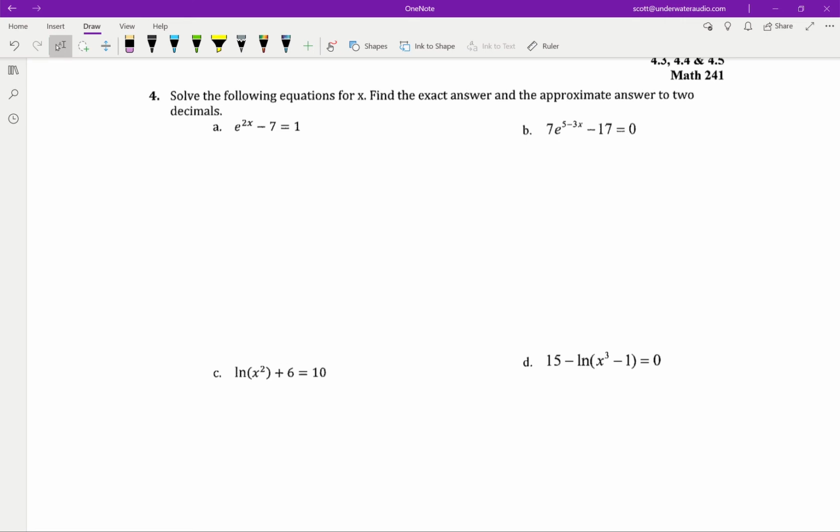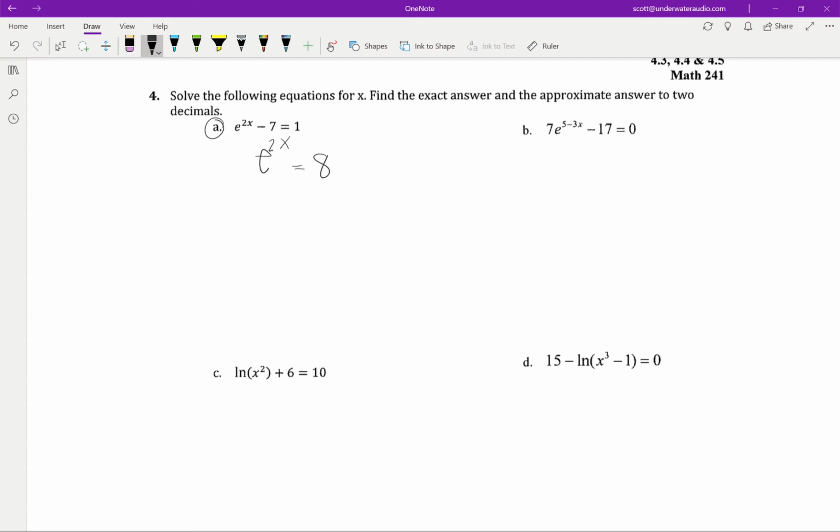Number 4, solve the following equations for x. Find the exact answer and the approximate answer to 2 decimals. Okay, I think I would start by, and I'm going to start with A. I'm going to start by adding 7 to the right side. So I have e to the 2x equals 8.